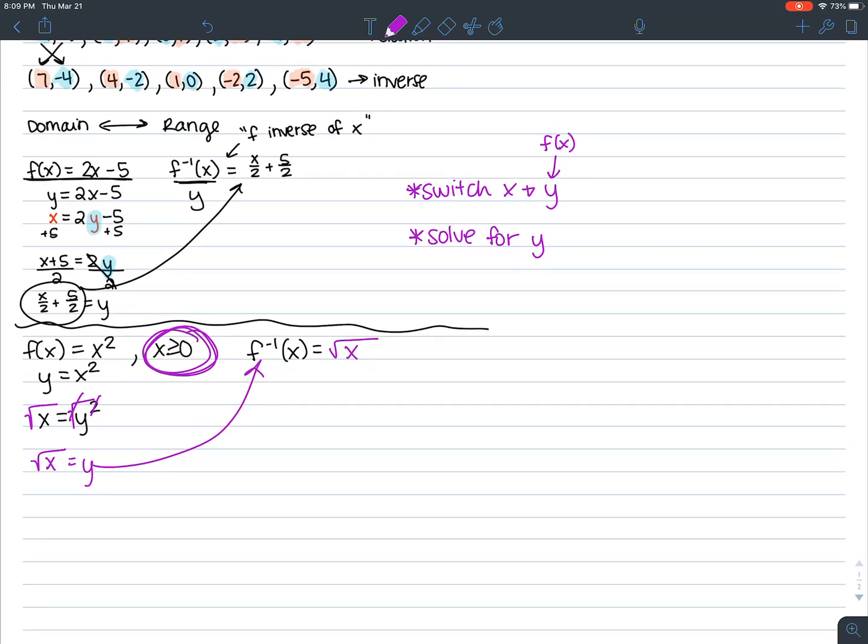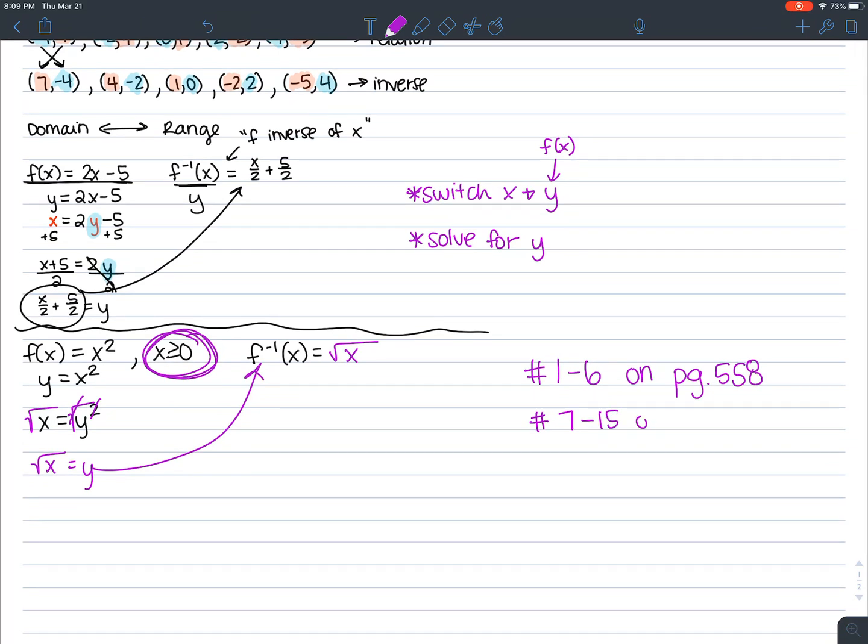Go ahead and start on the homework. I want you to work on questions 1 through 6 on page 558. And then also number 7 through 15 on page 559.